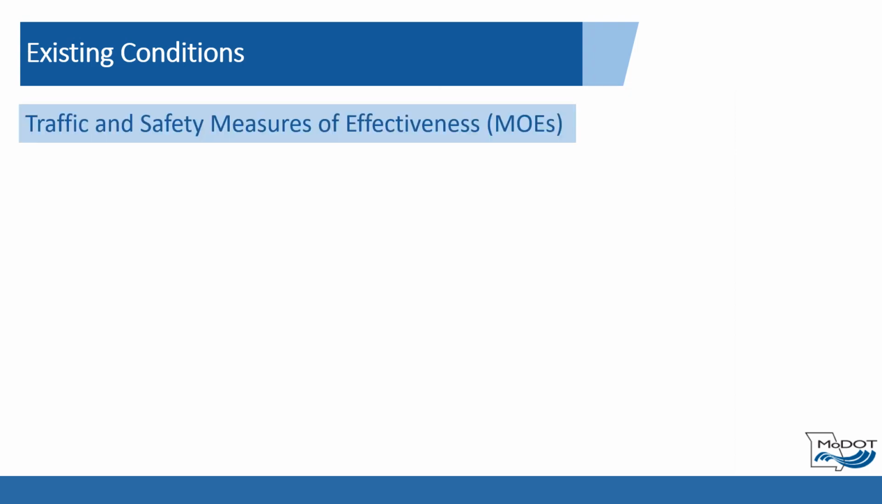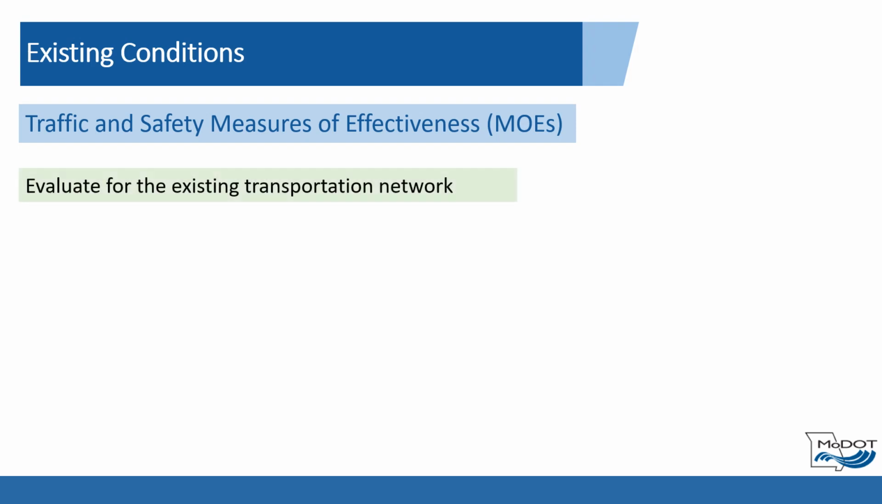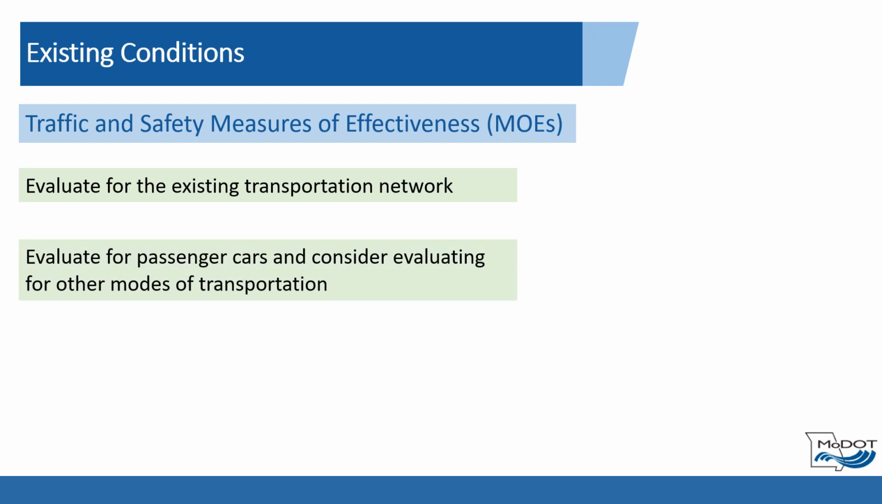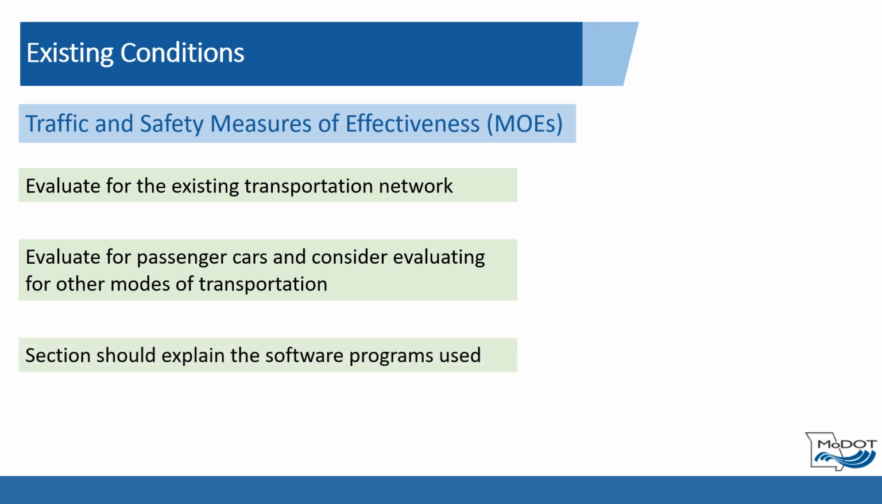Section 4 also includes a subsection on traffic and safety MOEs. This section will evaluate the traffic and safety MOEs for the existing transportation network. In addition to evaluating MOEs for passenger cars, analysts should also consider evaluating MOEs for other modes that access the existing site. This section should explain the software programs used to evaluate the MOEs, and it should provide output from any software analyses.